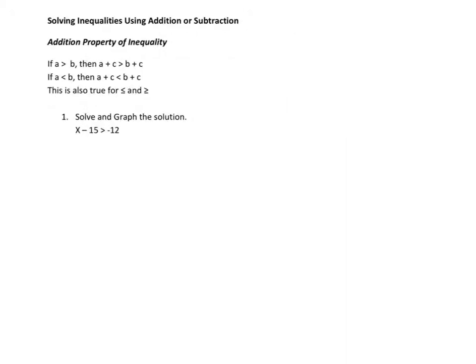Solving inequalities using addition or subtraction. Addition property of inequality. This property states that you can add the same number to both sides and the inequality will still be true. So it is similar to the addition property of equality, except instead of equal signs, we have inequality symbols. Our first example, solve and graph the solution.